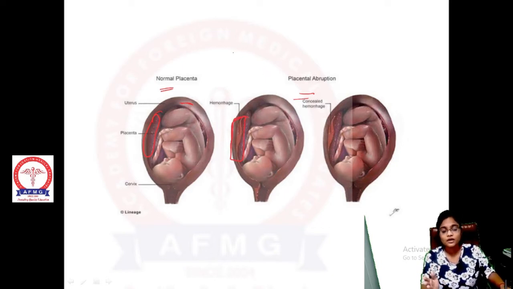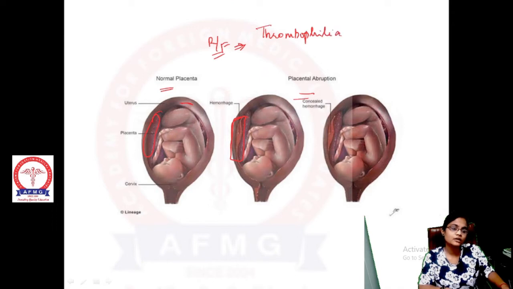The risk factors we have seen before are the age of viability, more paras, the mother's age could be higher, or she might be a smoker or alcoholic. One more important risk factor we have to remember at least is thrombophilia. The mother might have thrombophilia, or she might have polyhydramnios, right?